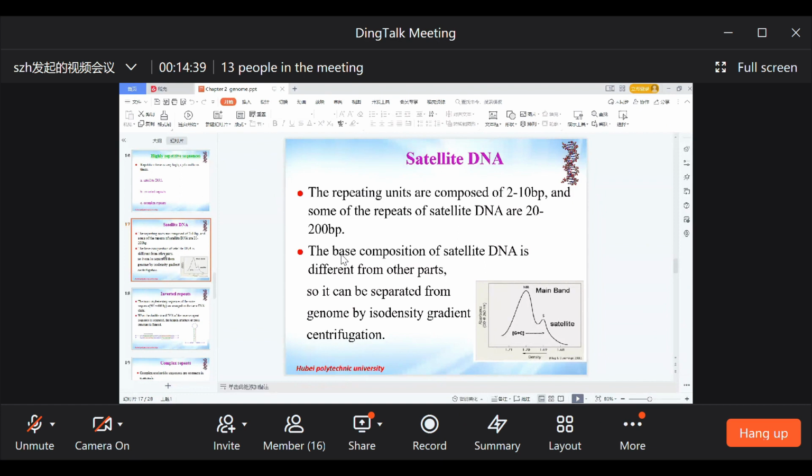Students pay attention to the isodensity gradient centrifugation. At that time, you can see in this tube, beside the main band, there is a DNA molecular band. Similar to a satellite. So this kind of sequence is given this name. It is satellite DNA.